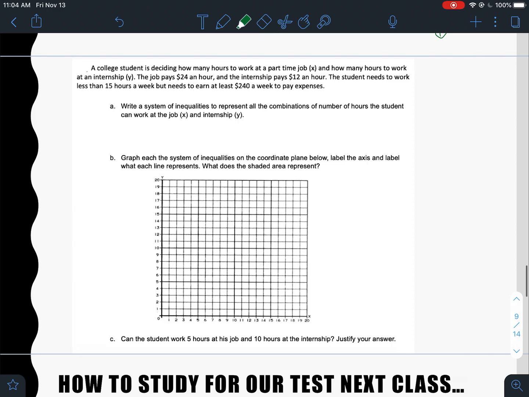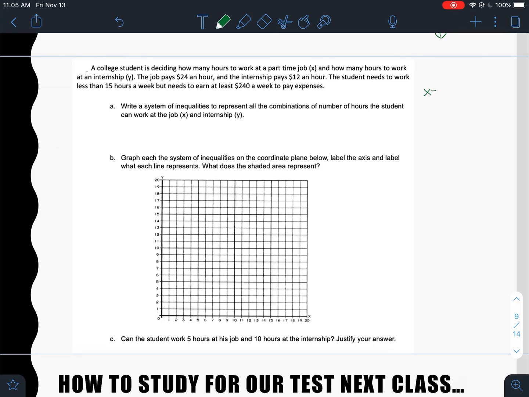All right, so how can we apply this to a real-world problem? A college student is deciding how many hours to work at a part-time job, so the number of hours is going to be X, and how many hours to work at an internship, so the number of hours for the internship are Y. The job pays $24 an hour, and the internship pays $12 an hour. The student needs to work less than 15 hours a week, but needs to earn at least $240 a week to pay expenses. So we're going to set up a system of equations like we did in our last class, but this time instead of equations, they're going to be inequalities.